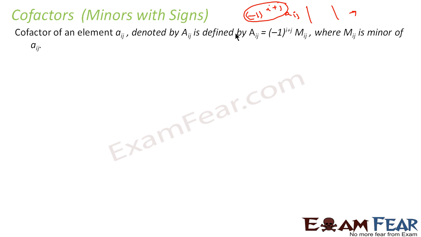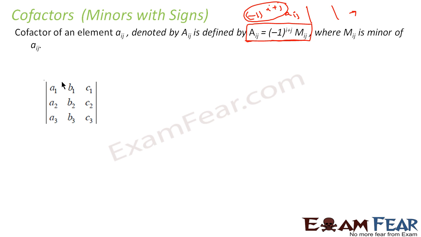So cofactor is nothing but minus 1 to the power i plus j into the minor. The minor is represented by capital Mij and the cofactor is represented by capital Aij. Please note, cofactor is represented by capital Aij and minor by capital Mij. Cofactor is nothing but the minor with the sign, that is, minus 1 to the power i plus j into the minor. So let's take some examples.